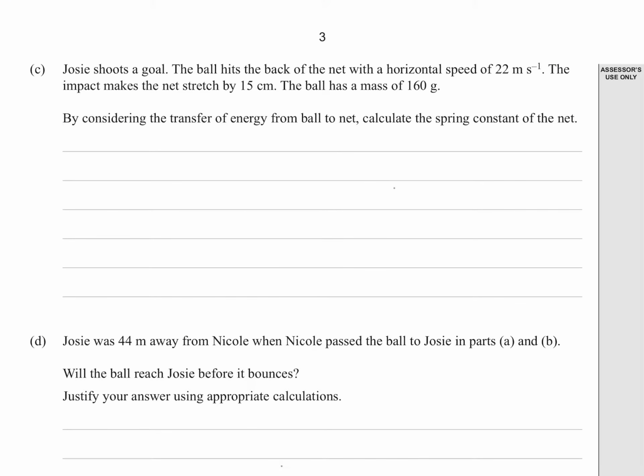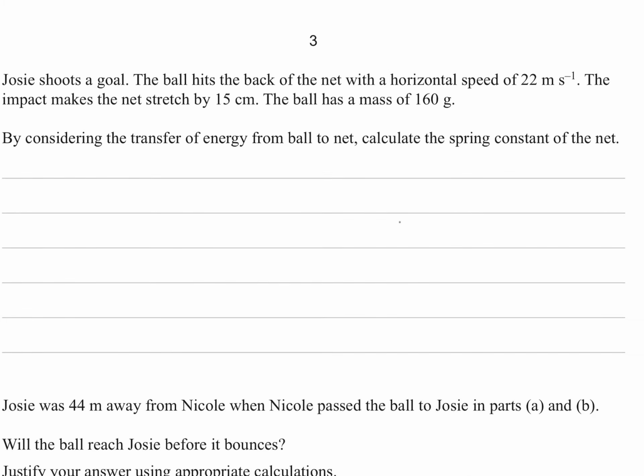Josie shoots a ball. The ball hits the back of the net with a horizontal speed of 22 meters per second. The impact makes the net stretch by 15 centimeters. The ball has a mass of 160 grams. By considering the transfer of energy from the ball to the net, calculate the spring constant of the net.